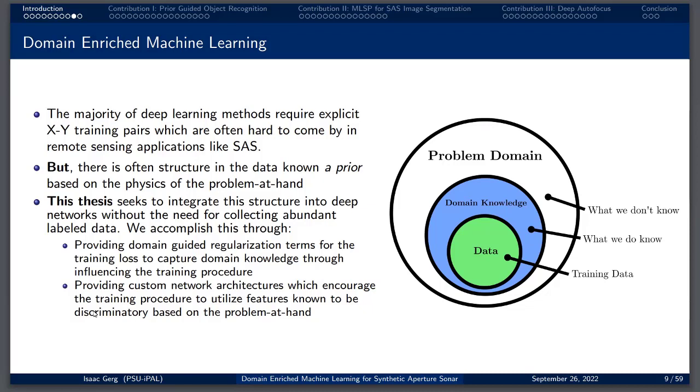There are two ways that I will do this. The first is that when I'm building my training objective, my optimization function for the training procedure, I can add regularization terms that capture that structure. That's going to influence the representation that the network learns, in a way that captures this domain knowledge that encapsulates the data. The other way is that I can provide a custom network architecture which encourages the training procedure to utilize features that we know a priori from the physics to be discriminatory for the problem you're working on.